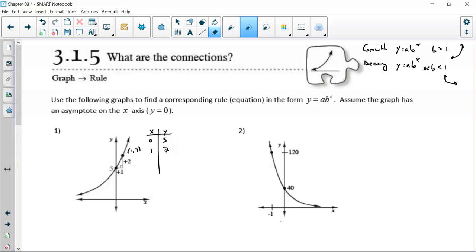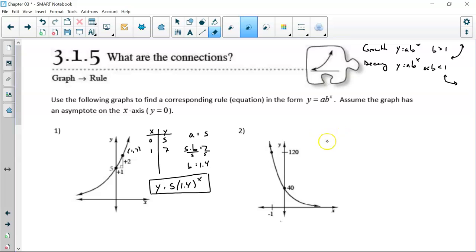So now I have everything I need to find my A and my B. A is my y-intercept. It's 5. Now I can find my multiplier because 5 times B equals 7. Divide both sides by 5, and B equals 1.4. So y equals 5 times 1.4 to the x. And there's my equation. You can see it's greater than 1, so it's growth as it matches.